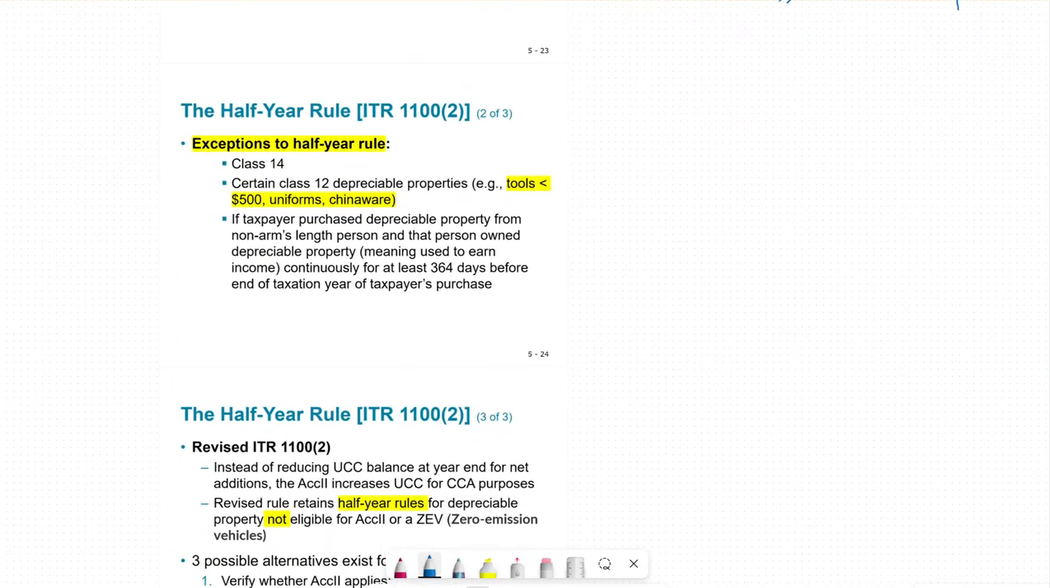Now the half-year rule does not apply to class 12, whereas tools are less than 500, or uniforms or china wares. It does not apply to that. So it does not apply to class 12 or class 14.